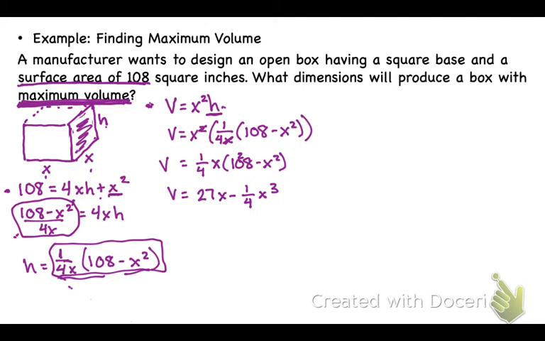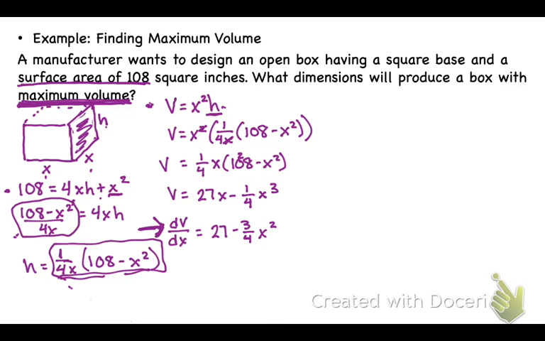27. So dv/dx, because we're taking the derivative of v with respect to what? X. Hopefully you have 27 minus 3/4 x squared. Yep. Okay. So that is my derivative right here.